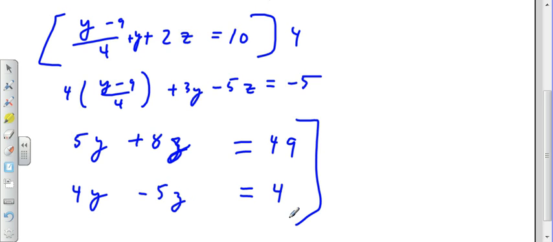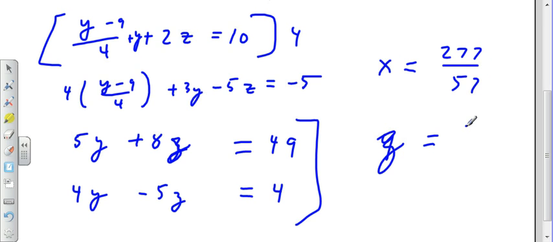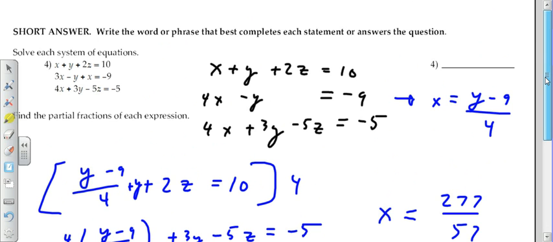Second function, system solver, 2 by 2, and I've got a 5, and I've got a plus 8, and I've got a 49, and I've got a 4, and I've got a minus 5, and I've got another 4. Okay, so isn't that lovely? y is 277 over 57, and z is 176 over 57. Well, doesn't that just make your day?